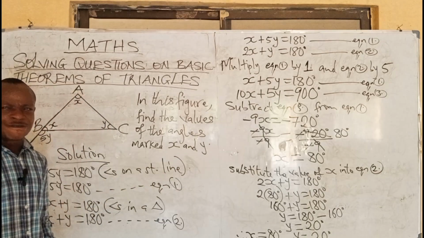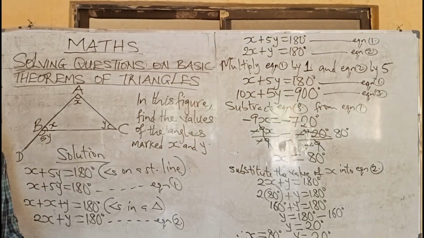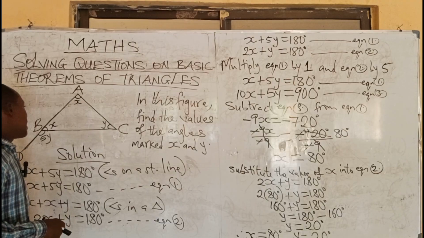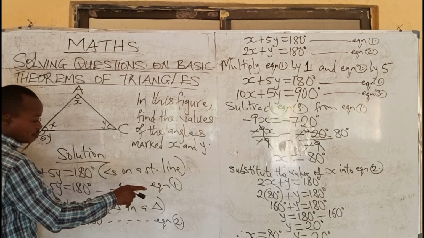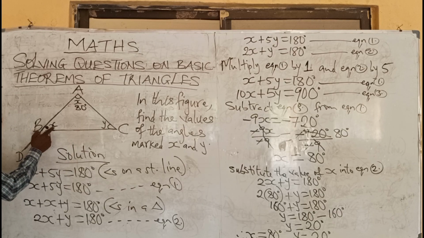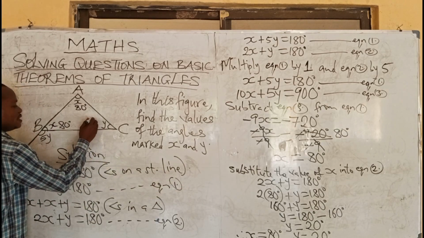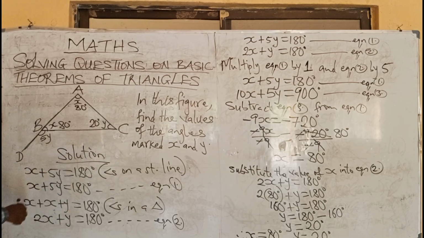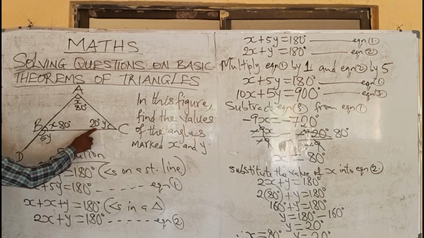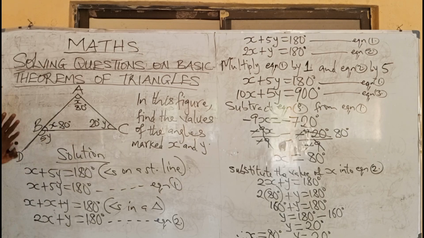How do you know if your answers are correct or not? I like proving, or let me say checking. Now, we just found x to be 80. That means we are saying that this angle is equal to 80 degrees, this angle is also equal to 80 degrees, and y is 20 degrees. The question is, if you add these three angles together, will you have 180? Let's check. 20 plus 80 will give us 100, and 100 plus 80 is 180. So it is correct.